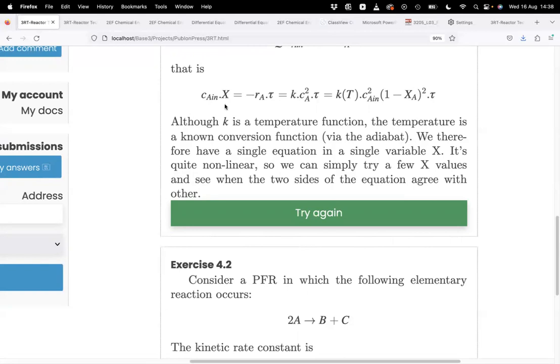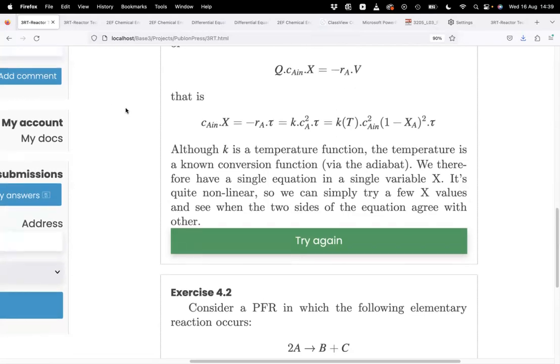What you could do instead is just draw the line Ca in times X for the left-hand side, and just use a couple of points, maybe 0.1, 0.5, 0.7 for X, and evaluate the right-hand side. And so you'll get one curve for the left-hand side and another curve for the right-hand side, and where they intersect, you'll have your conversion. So I'm just saying, you probably want to just do this numerically quickly instead of trying to actually solve such a nonlinear equation. Okay, but that's the concept. Any questions or comments on solving this problem?